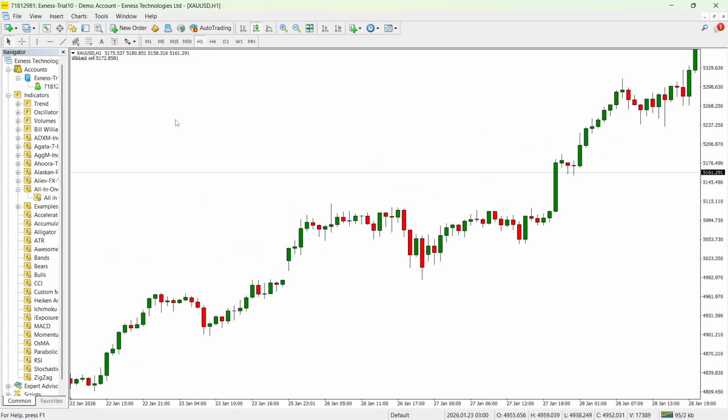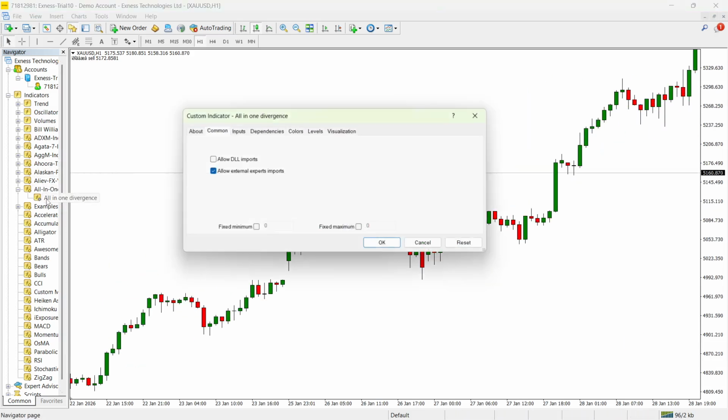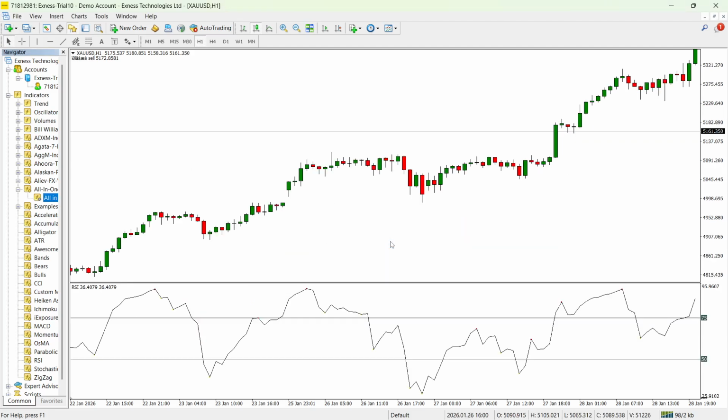At this point, I'm going to load the indicator on the chart so you can see how it looks in real time. Remember to allow DLL inputs. And just like that, we have it installed.